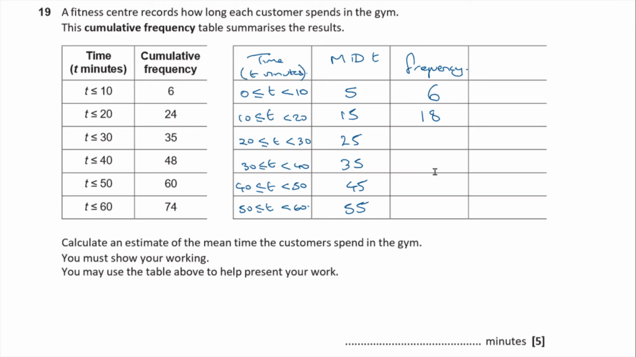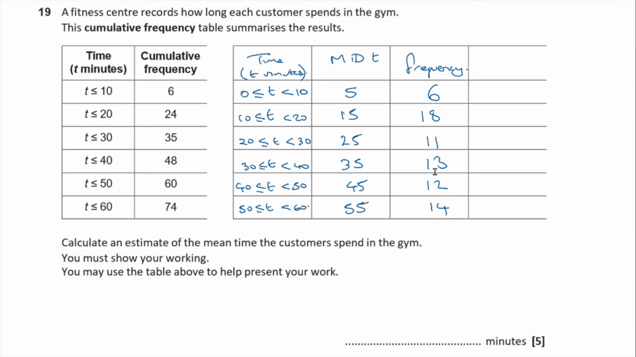So then the 6 and the 18 and whatever goes into the next box is going to be 35. So the difference between 35 and 24 is 11. So that next group there must be 11. The difference between 35 and 48 is 13. The difference between 48 and 60 is 12. And the difference between 60 and 74 is 14. So they're all my frequencies.